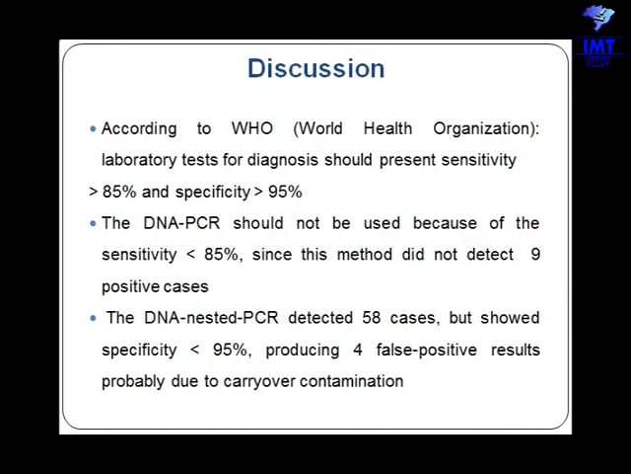Discussion. According to the World Health Organization, laboratory tests for diagnosis should present sensitivity greater than 85% and specificity greater than 95%. The DNA PCR should not be used because of its sensitivity below 85%, since this method did not detect 9 positive cases. The DNA nested PCR detected 58 cases but showed specificity below 95%, producing 4 false positive results, probably due to carryover contamination.